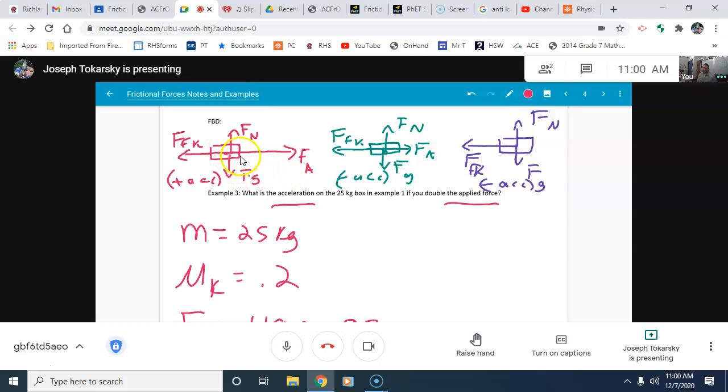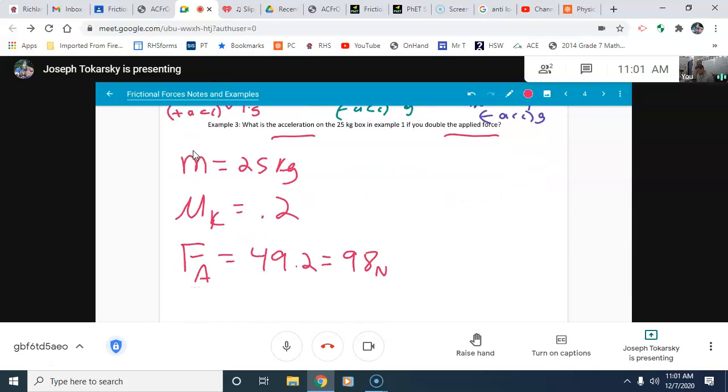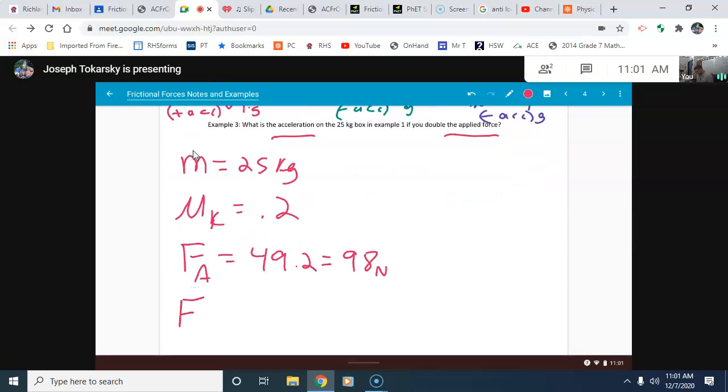Because we have an applied force that is now greater than the kinetic frictional force, which leads me to my next thing. The F_fk is still 49 newtons. We could transfer that over. Why doesn't that change if I push harder? Because frictional force equals mu k times the normal force, right? Kinetic frictional force equals mu kinetic times normal force.